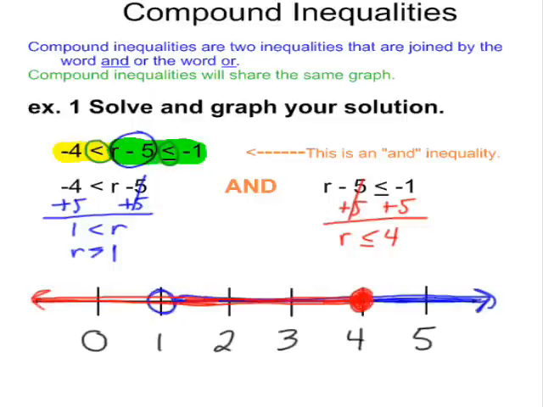If you'll notice, we have got some overlapping happening with our arrows. In between 1 and 4, our red and blue arrows have overlapped each other, and what this means is that the solution for this compound inequality can be found between the numbers 1 and 4. So any number I can choose that goes between 1 all the way up to 4, I can plug it into our original problem and get a true statement.